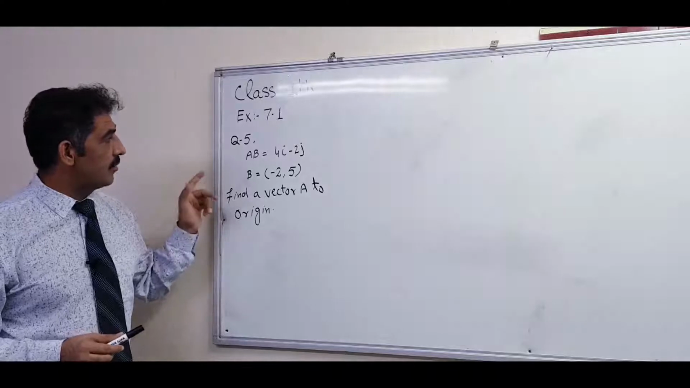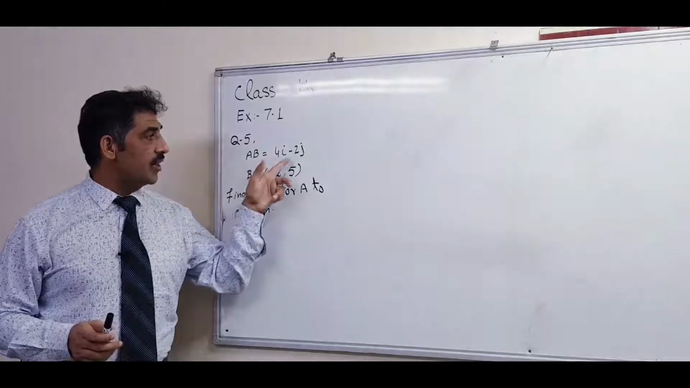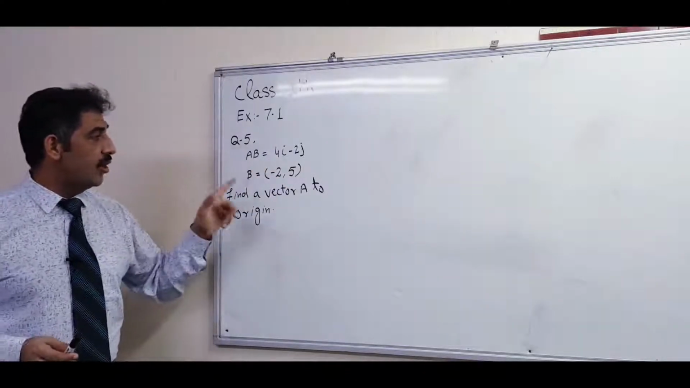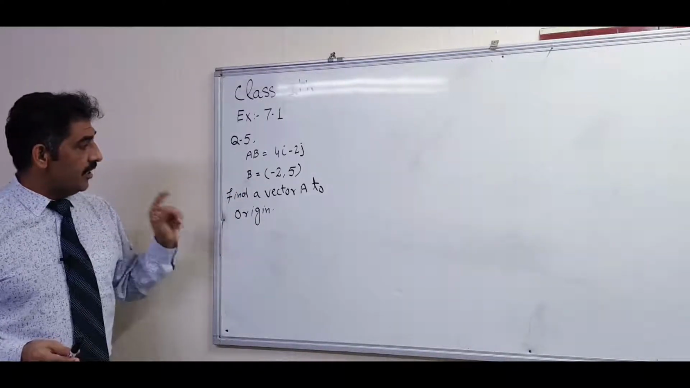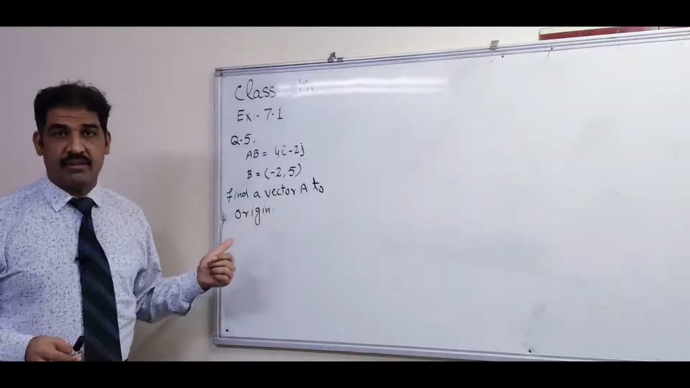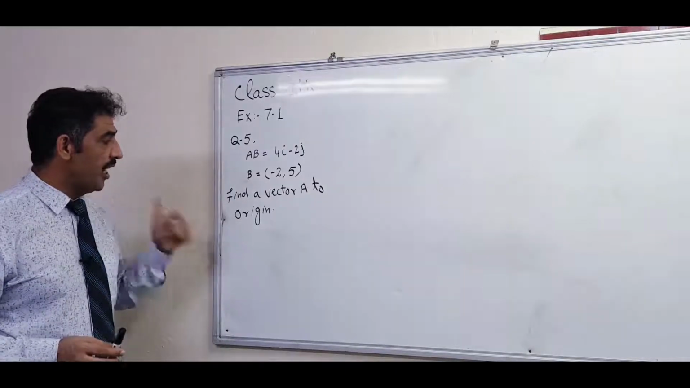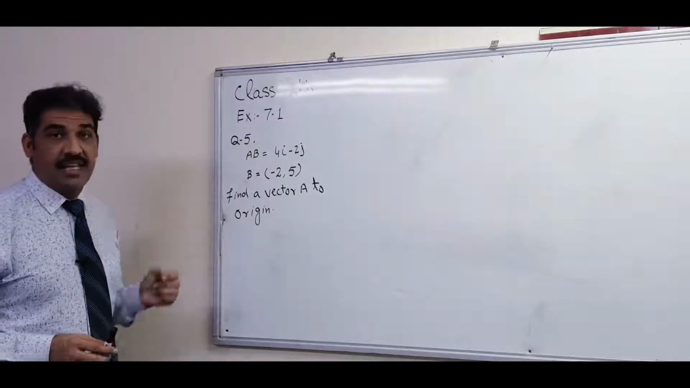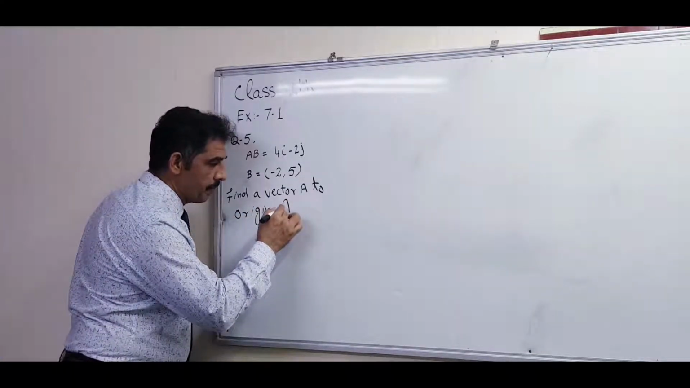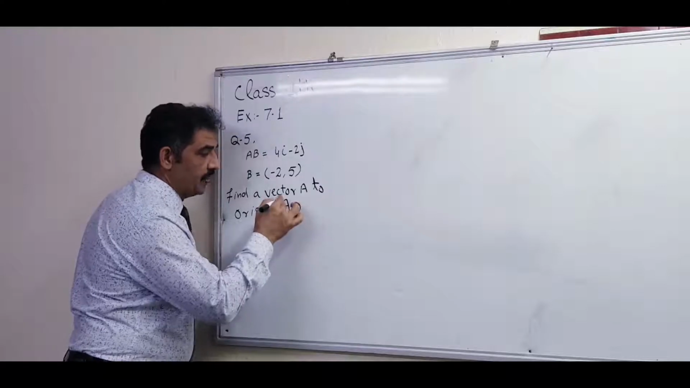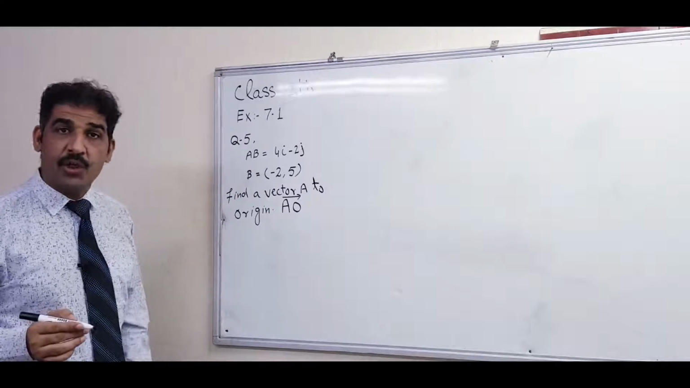So in this question number 5, the value of AB is given as 4i minus 2j, and the value of B is equal to (minus 2, 5). Find the vector A to origin. It means that we have to find the value of AO. That is our demand, that is our requirement.